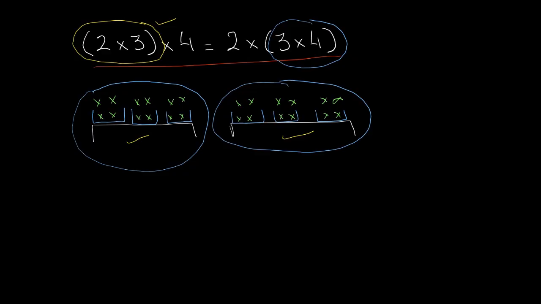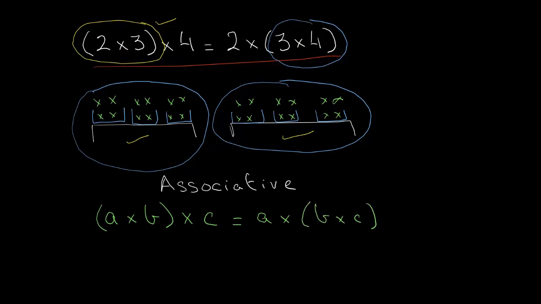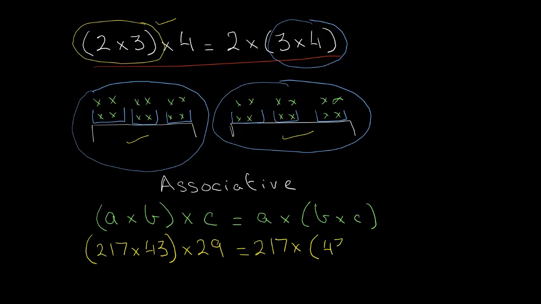So what that means in general is that I'll write down this. This is the associative law of multiplication. And the associative law of multiplication very simply states that A multiplied by B multiplied by C is equal to A multiplied by B times C. So if you see a very weird number like 217 multiplied by 43 multiplied by 29, well, without calculating, you know the answer is 217 multiplied by 43 times 29, and that's true because of the associative law.